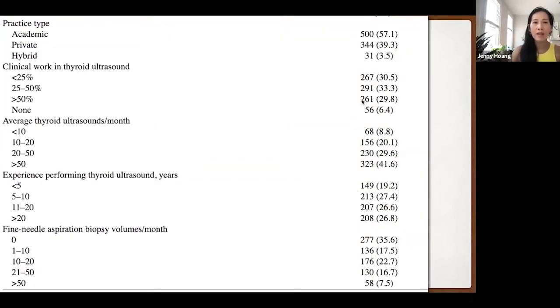Okay, and then this chart, nothing much to point out except that the majority were in academics. We asked questions about how much thyroid ultrasound they did and also their experience in performing biopsies and their volumes, because we wanted to see if that would influence people's choice of the risk stratification. It turned out it really didn't.